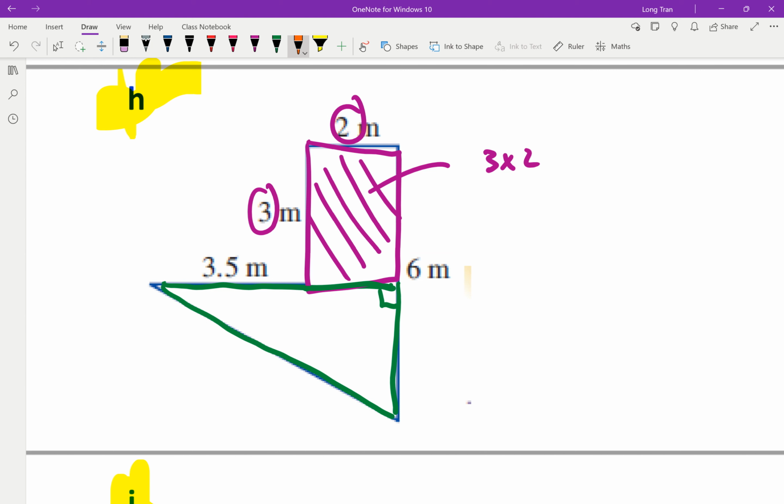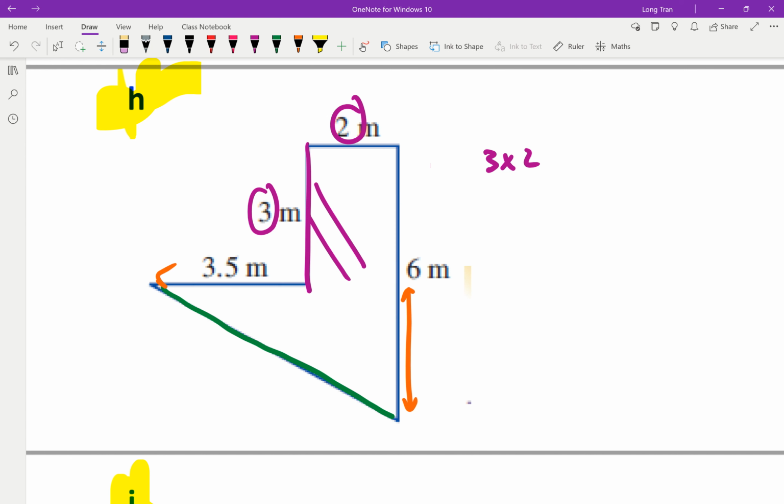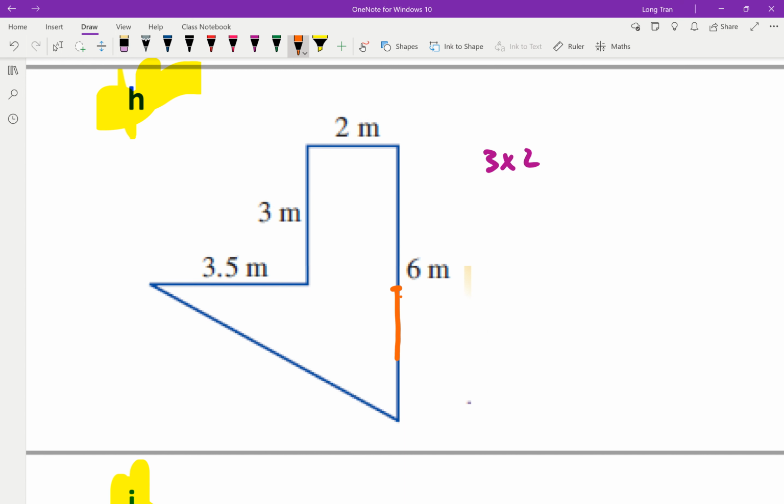So I just need to know this length because it's 90 degrees with this length. Can you find that length? Okay, so have a think. I'm going to rub this out. Okay, I want to know what it is from here to here. You know the entire length is 6, and you know that from here to here is 3. So how much is here? Figure it out. Once you can, then you've now got the base.